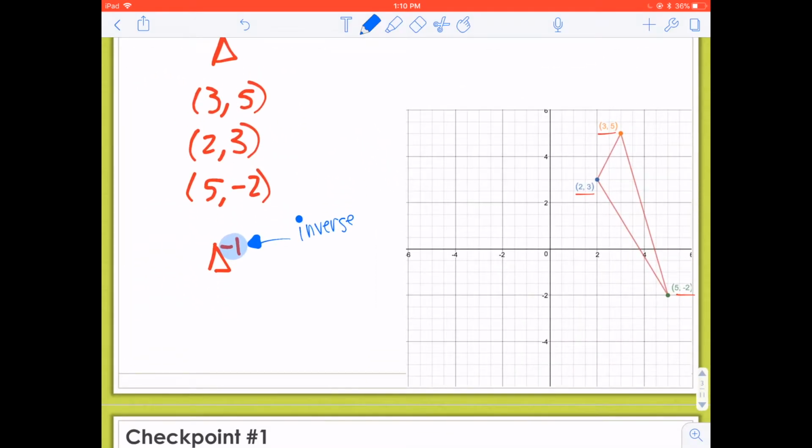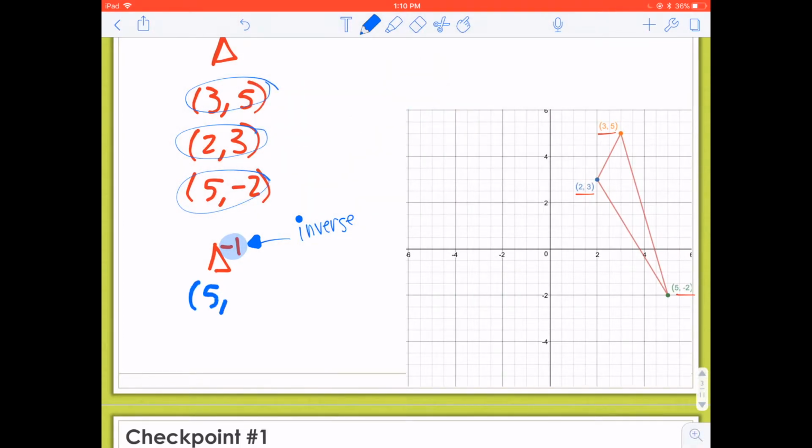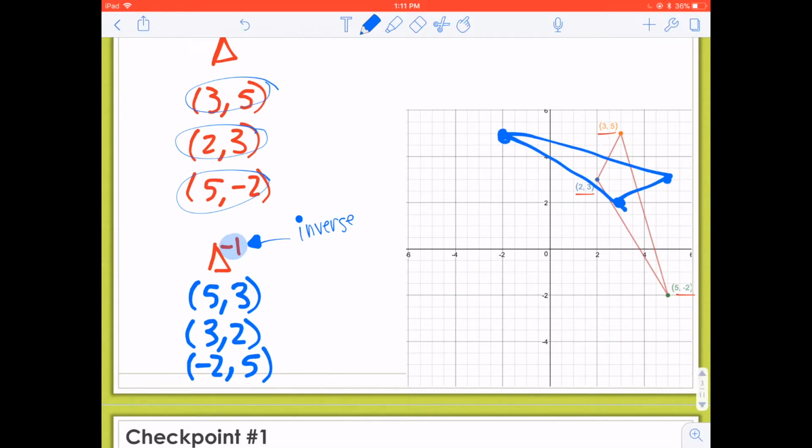Okay, so the inverse triangle would just be obtained by switching the x and y's. So this would give me (5, 3), (3, 2), and (-2, 5). So then all I have to do is graph those points. So (5, 3), (3, 2), and (-2, 5). When you connect them, you can see that that's the inverse triangle.